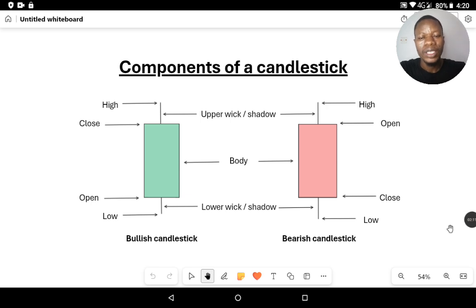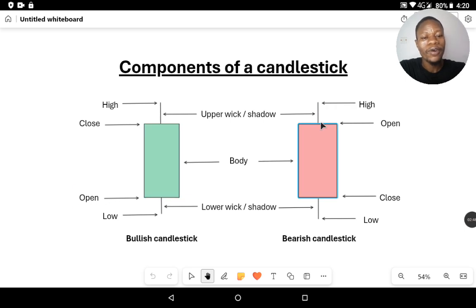Okay, so let's look at the four components of a candlestick together. We have the open, we have the close, we have the high and the low. The open of a candle is actually the first price recorded within the time frame in which the candle is formed. Let's say this is a 1 hour candlestick. It means from the very first second of that 1 hour, the price recorded in the market is the open of the candle.